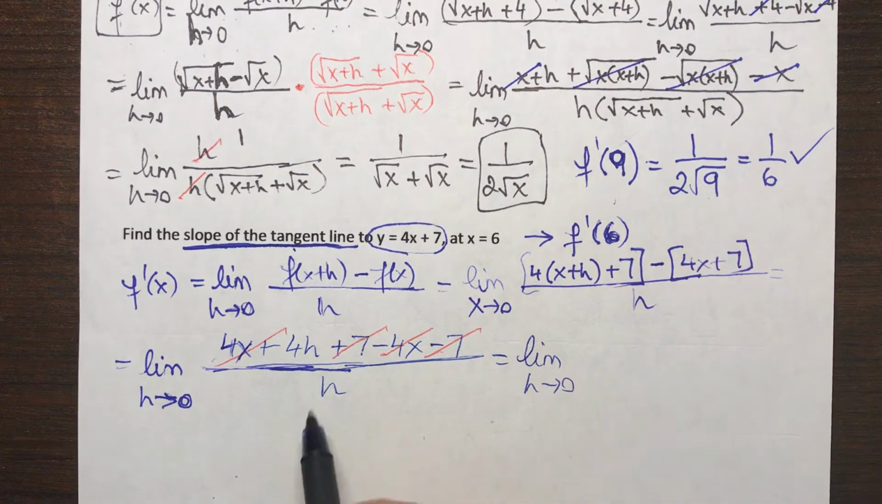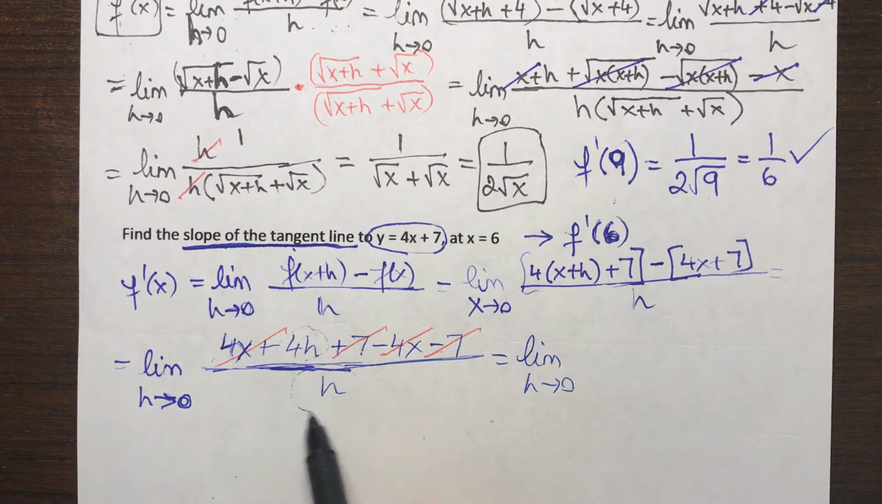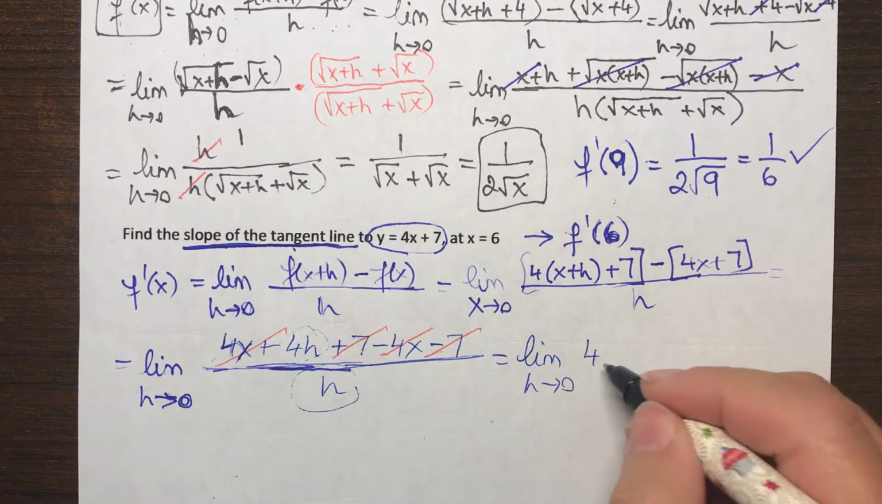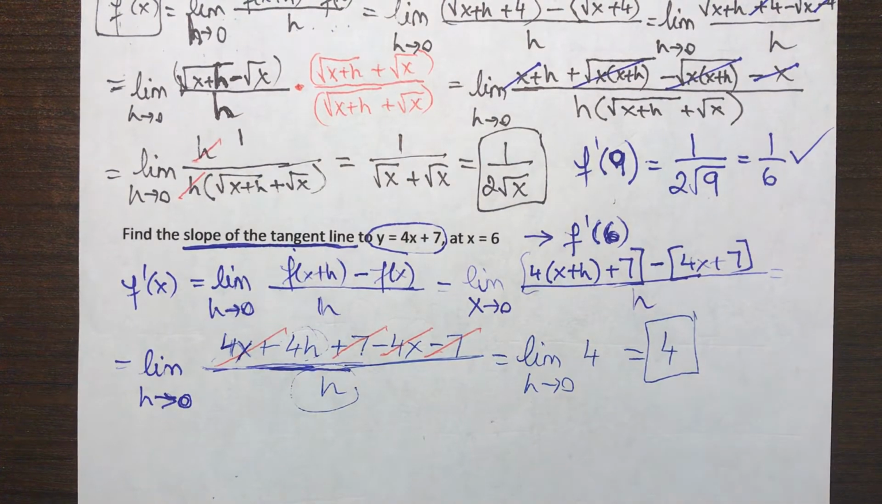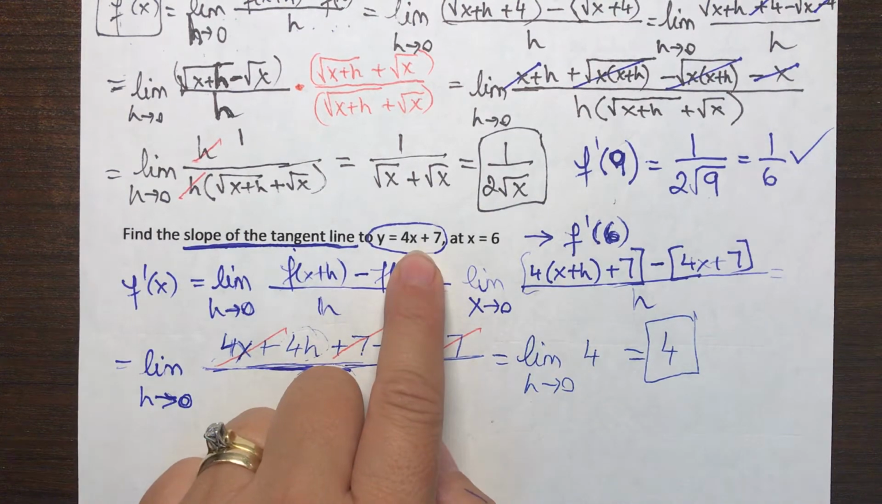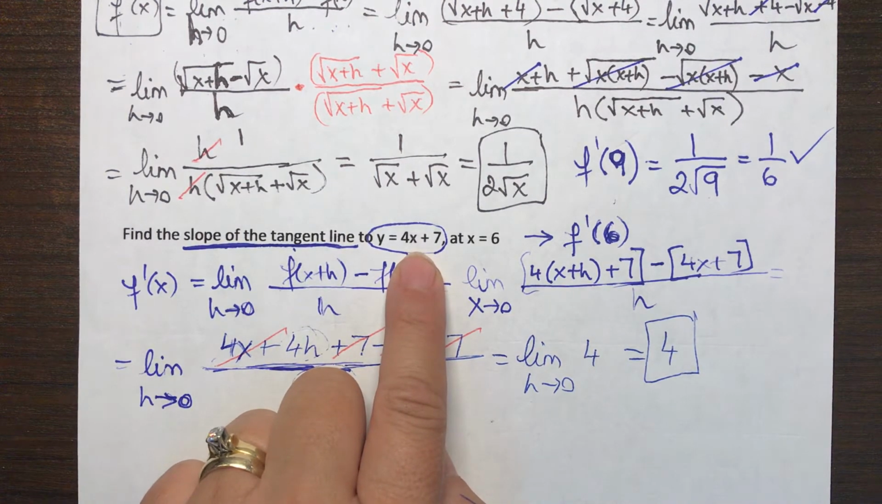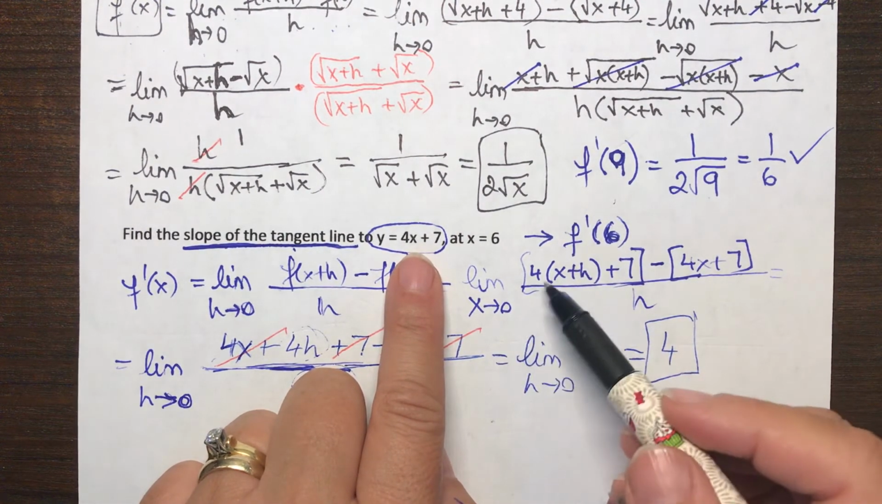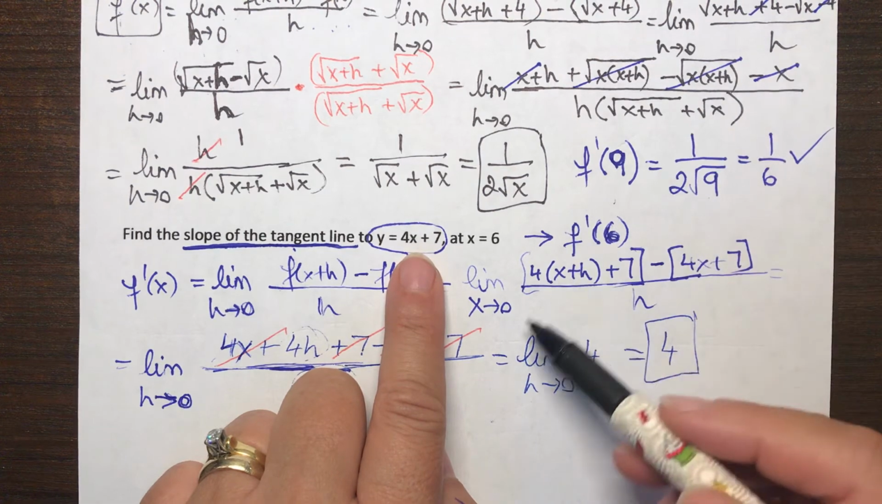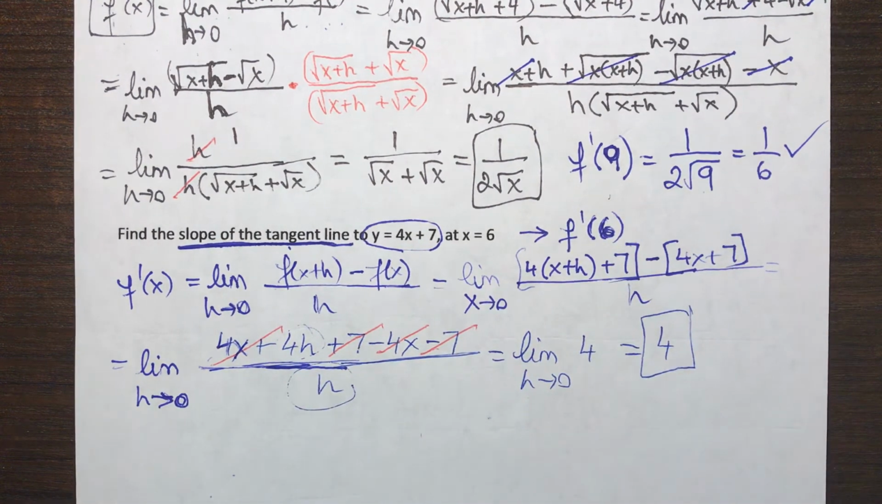So, can we save some time? I have a 4h divided by h. That's just the 4. And plugging in 0 for h would just leave me with a 4. As we saw in the example on the previous page, this is a line, right? It's a linear function. The slope of this line is 4, right? The line goes up at the same exact rate of 4 at any point x, right? Any other tangent line would just be a 4.